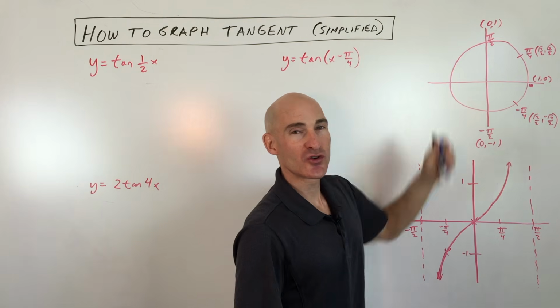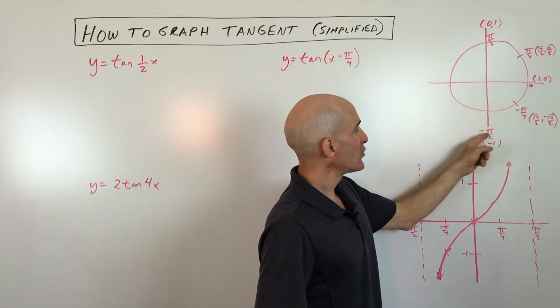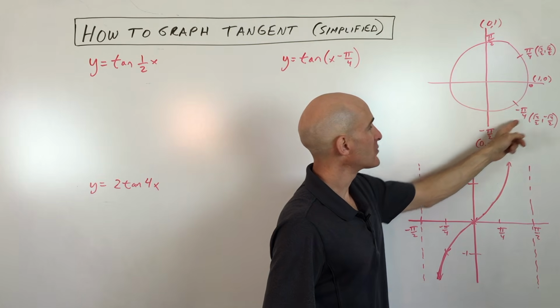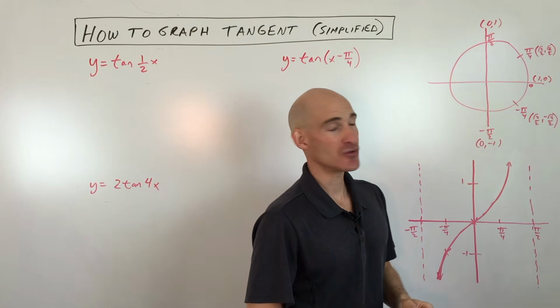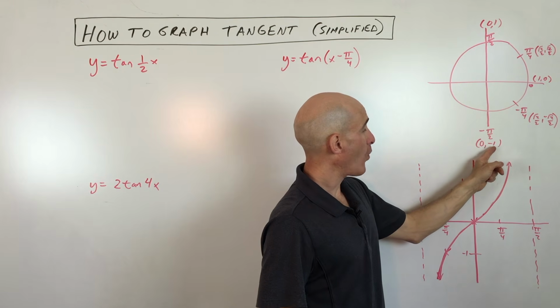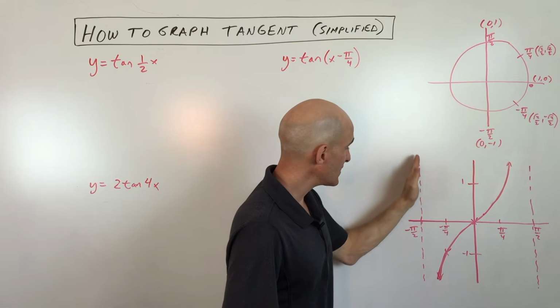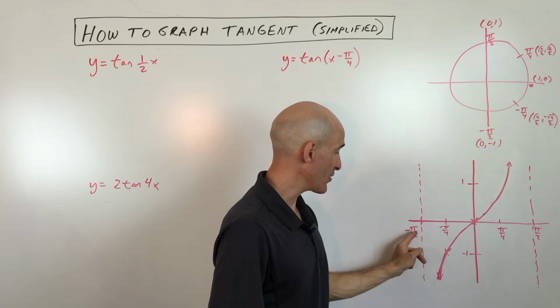Let's just look at the unit circle. You learned about the unit circle previously, and what we're going to be doing is looking at the values from negative pi over 2 to positive pi over 2. At negative pi over 2, the tangent value is y divided by x, which is negative 1 divided by 0, which is undefined. That's why we get a vertical asymptote here.